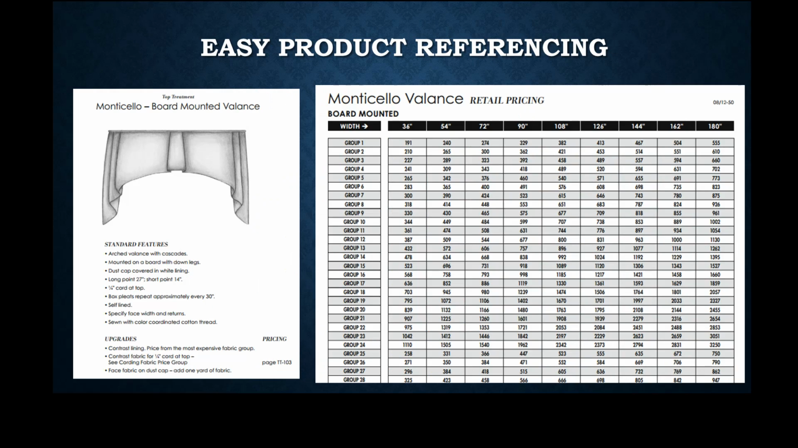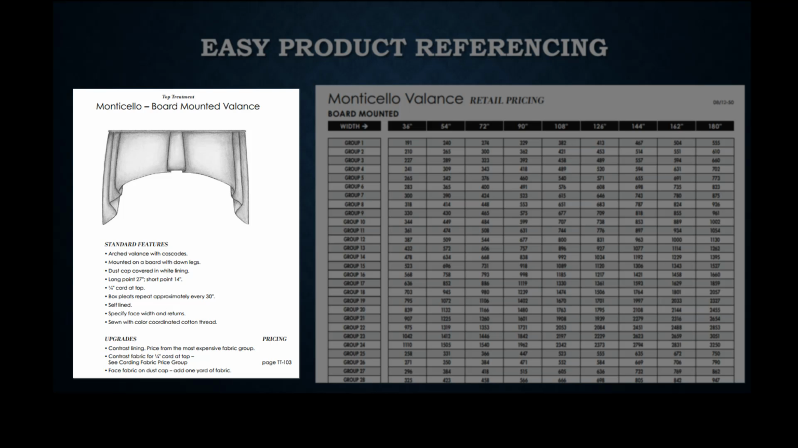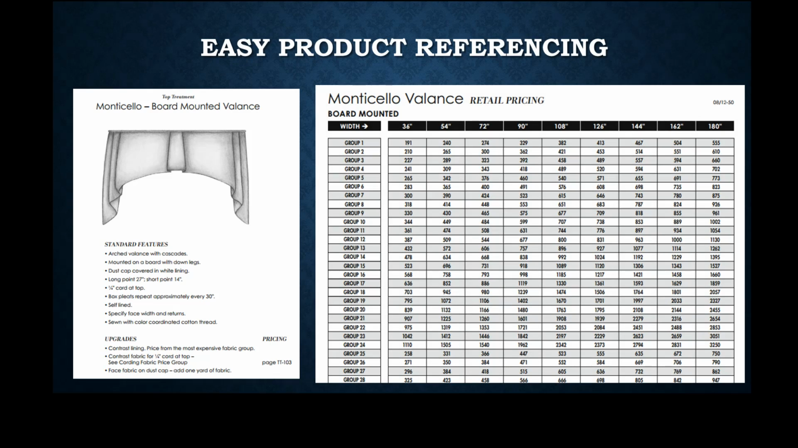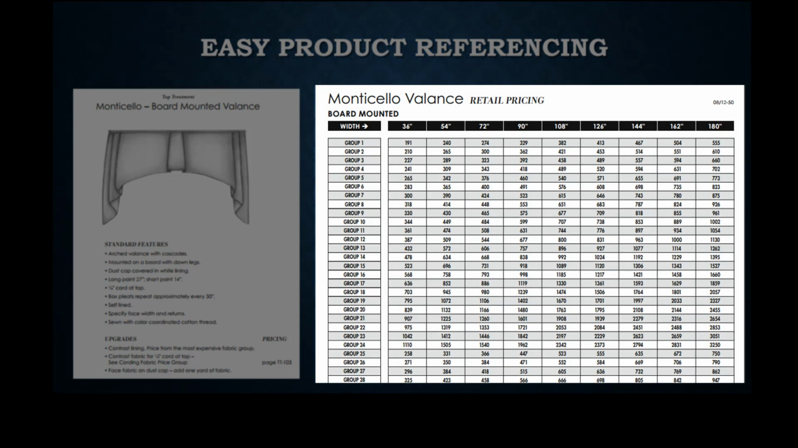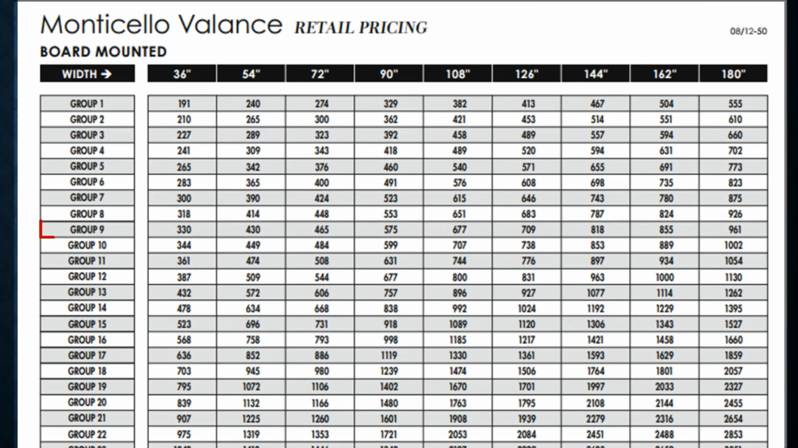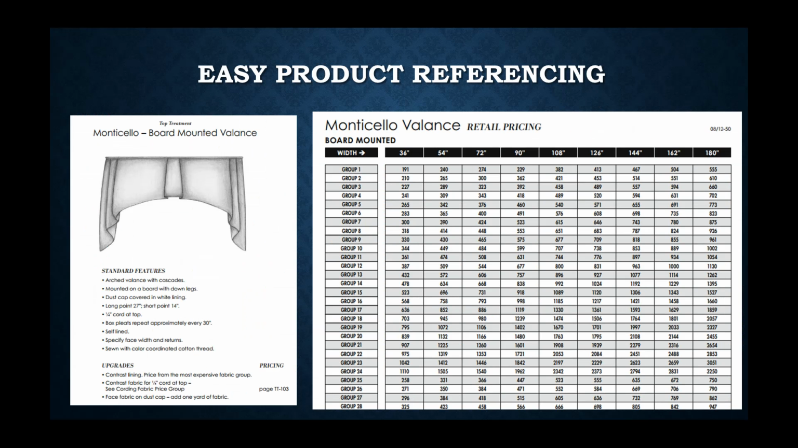But when I dive into it, let's just say, for example, I wanted to do a Monticello board-mounted valance. Well, here's all my information. It tells me exactly what it's all about. And then if I wanted to price it, it doesn't get much easier than this. You don't have to figure any yardage, nothing at all. You just simply come down here and say, you know what, I'm using a Group 9 fabric, and I need it to be, say, 90 inches. So if I do this correctly, 90, I go across till I find Group 9, and it's 90 inches, $575 retail. Fabric, lining, labor, all bunched up into one. So you don't have to worry about that.